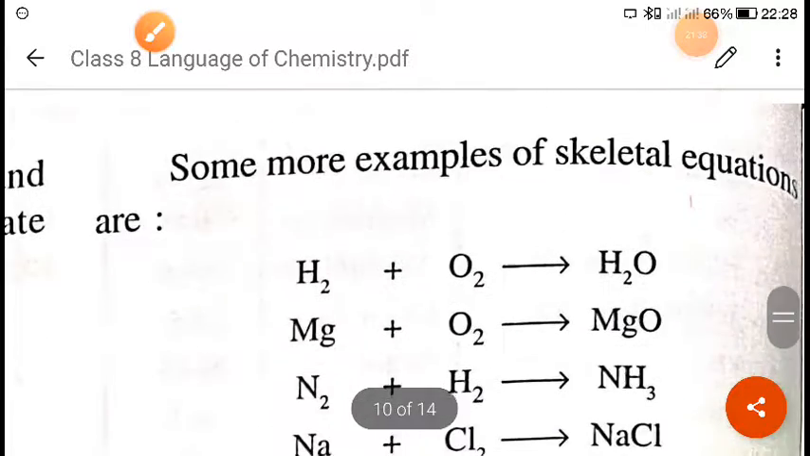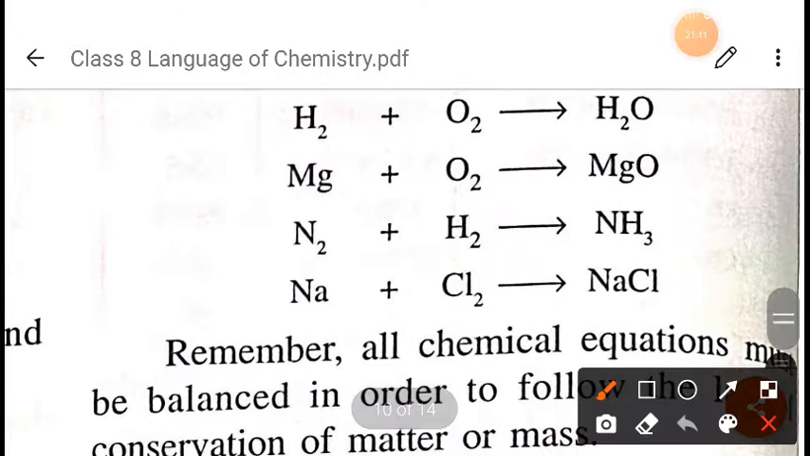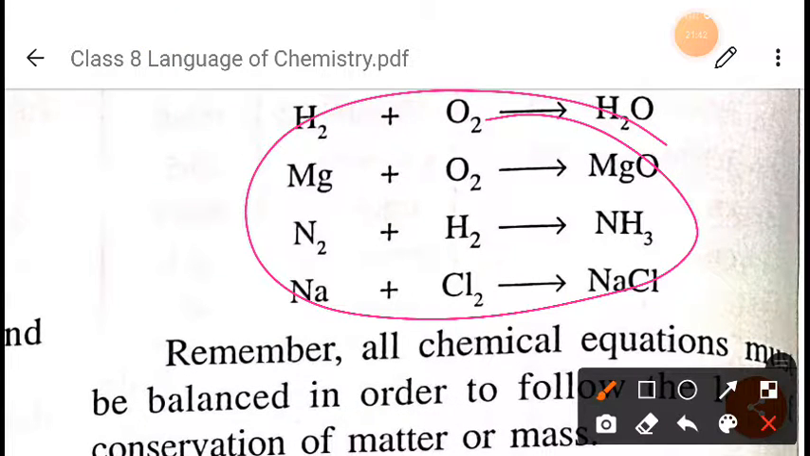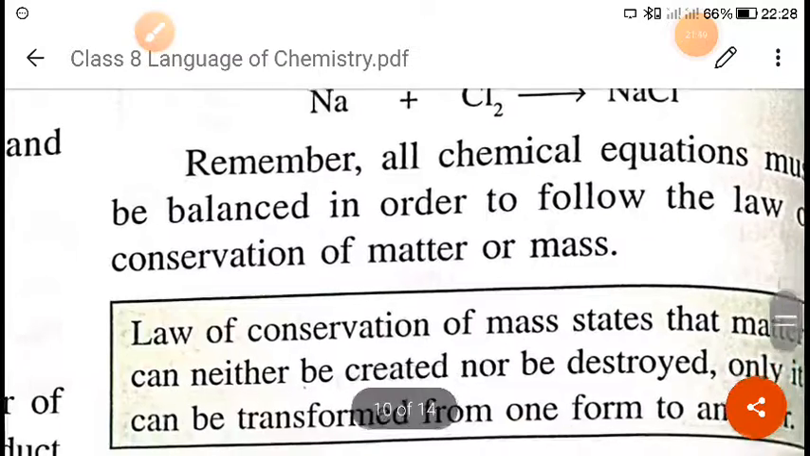So we cannot write it like this; we have to balance it, because according to the law of conservation of mass, mass should not change. I hope up to this we have understood, right?